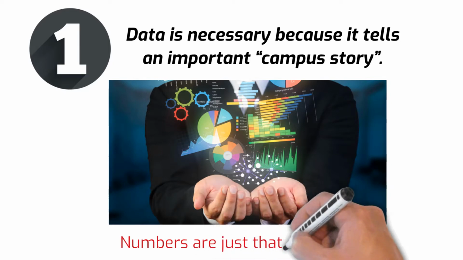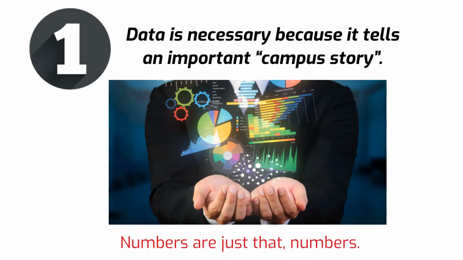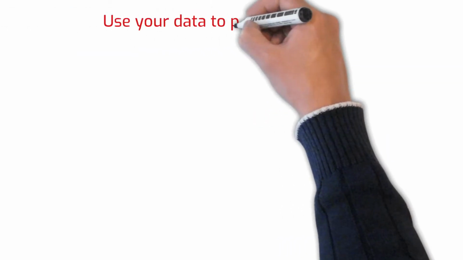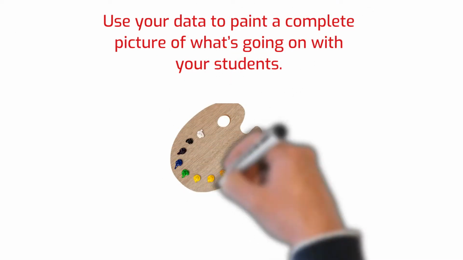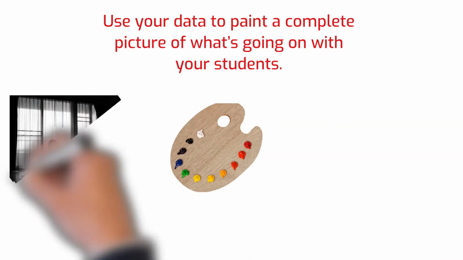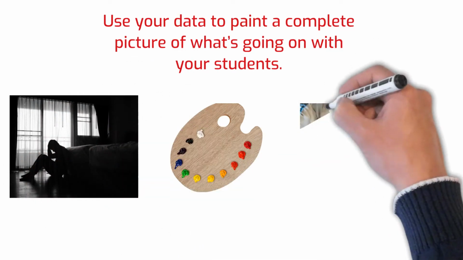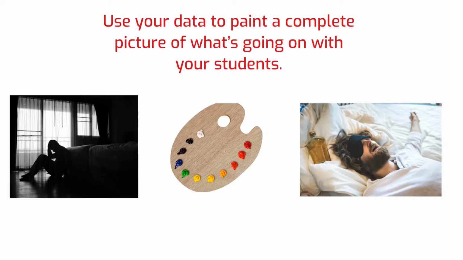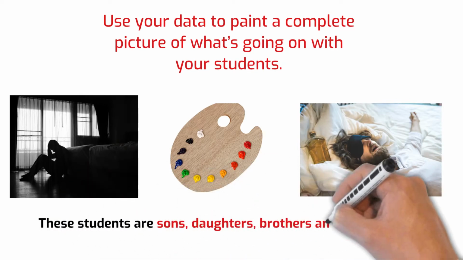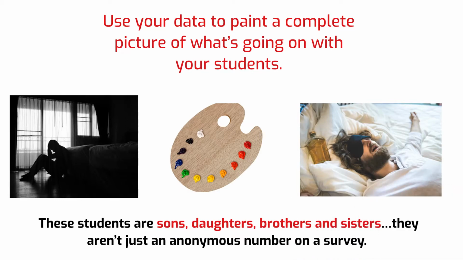Numbers are just that, numbers. They don't show the human side of an issue or the impact that those numbers have had on students and the campus community. Use your data to paint a complete picture of what's going on with your students. That student who never engages in any social activities could be too depressed to even leave their room. The student who consistently misses class may be too hungover every day to do anything but sleep. These students are sons, daughters, brothers, and sisters. They aren't just an anonymous number on a survey.